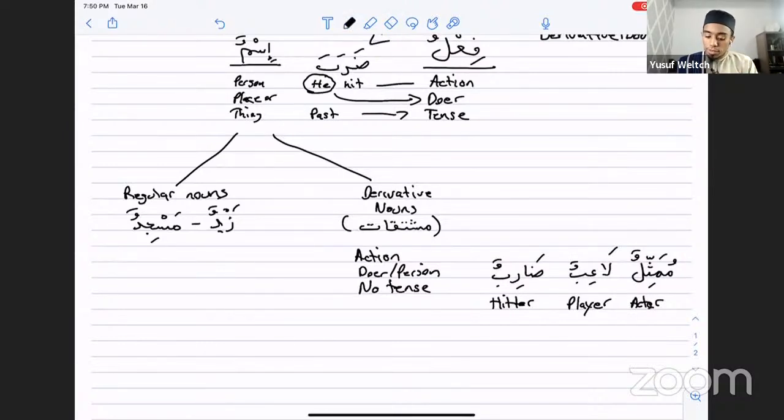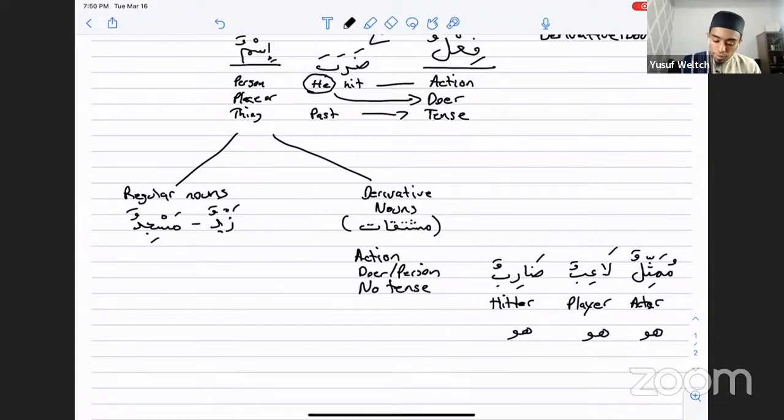Firstly, all these are singular and masculine. If I wanted to make it feminine, it would be mumathilatun, la'ibatun, daribatun. Since these ones are all singular masculine, they all have within them the pronoun. And this is implicit. It's not that there's actually a pronoun hidden in the words, but it's implied due to the structure of the word being mumathil and not mumathilatun.